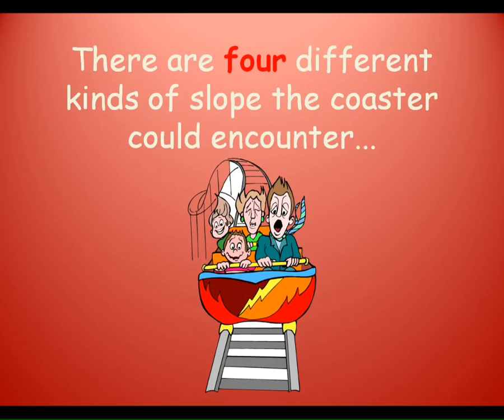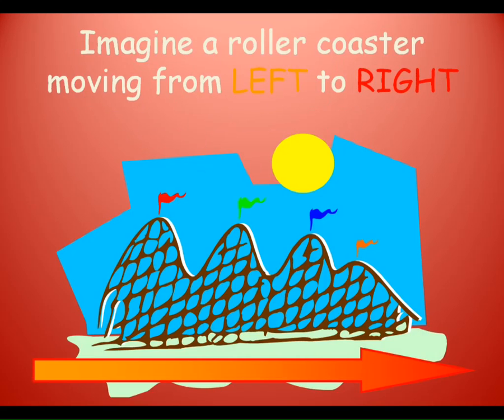We have 4 different types of slope, and we can think of them in terms of a roller coaster, how steep something is. The first, and we always want to look at it from left to right. When we're looking at a graph, we want to look from left to right. Is it going uphill, downhill, that sort of thing. We always go from left to right, just like how we read.